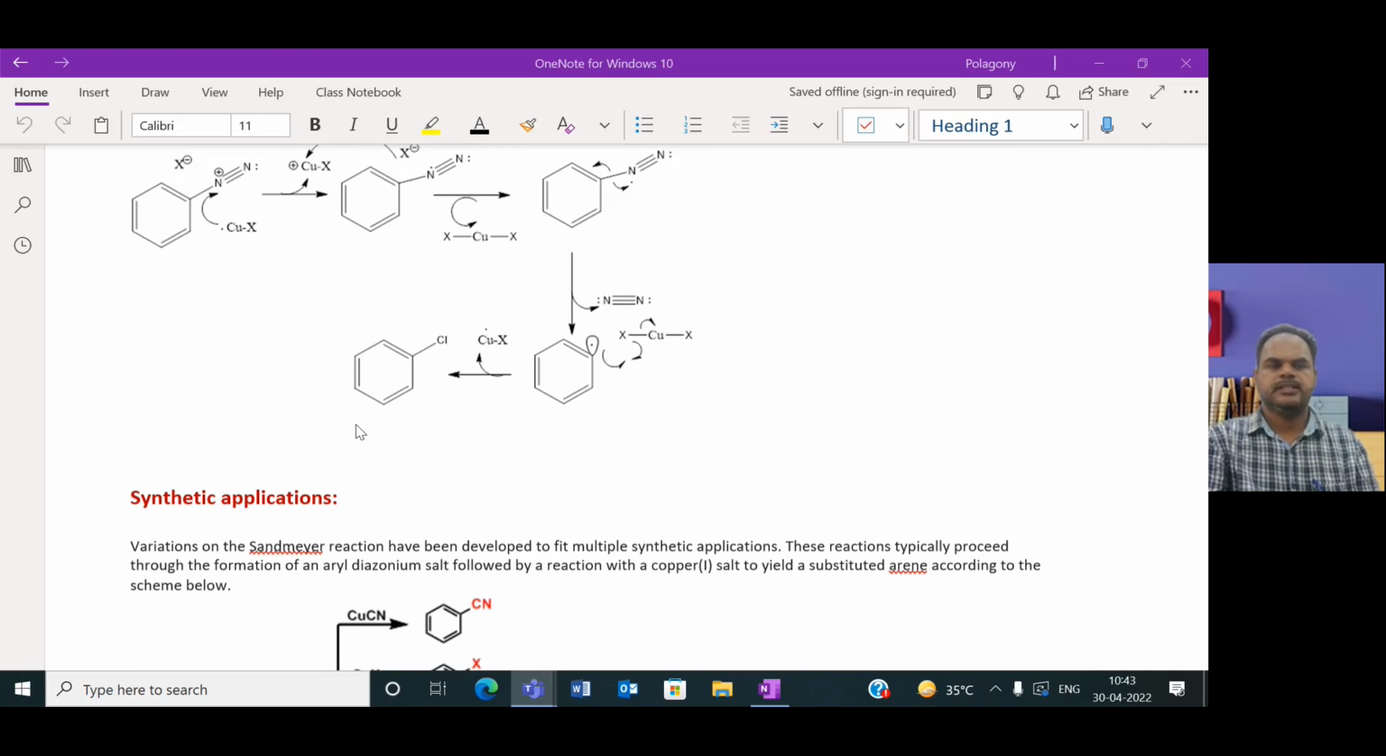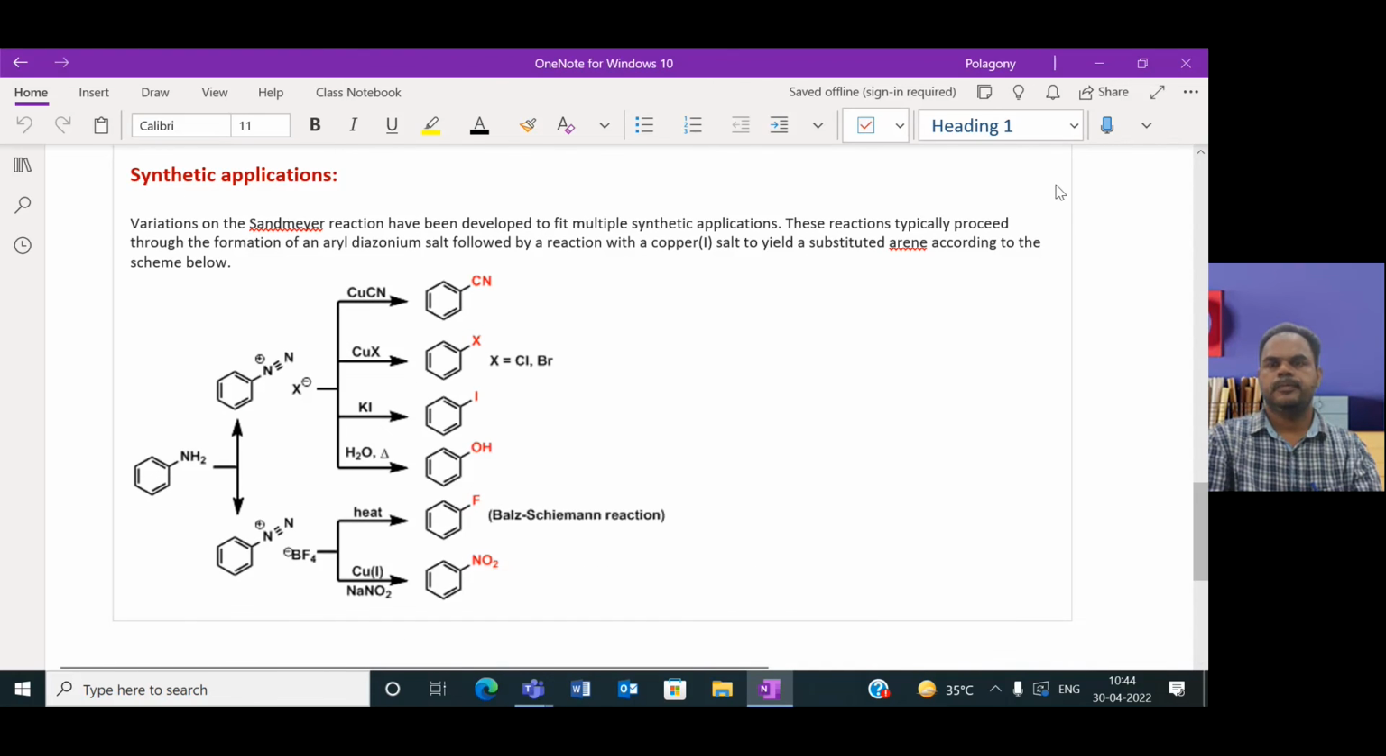Based on this mechanism, the Sandmeyer reaction has wide synthetic applications. Variations of the Sandmeyer reaction have been developed to fit multiple synthetic applications. These reactions typically proceed through the formation of an aryl diazonium salt, followed by the reaction with cuprous salts to yield a substituted arene according to the scheme given below. With this, aminobenzene is converted into the diazonium structure.